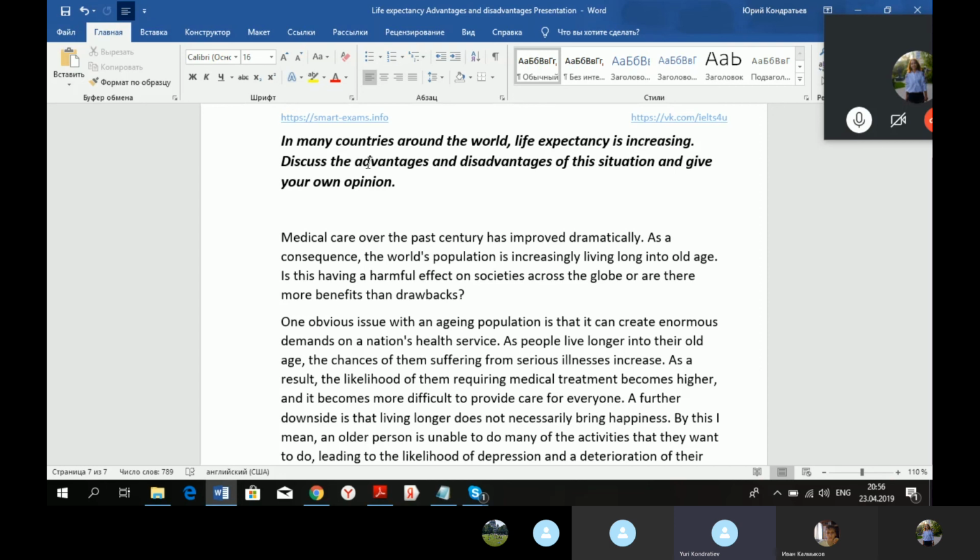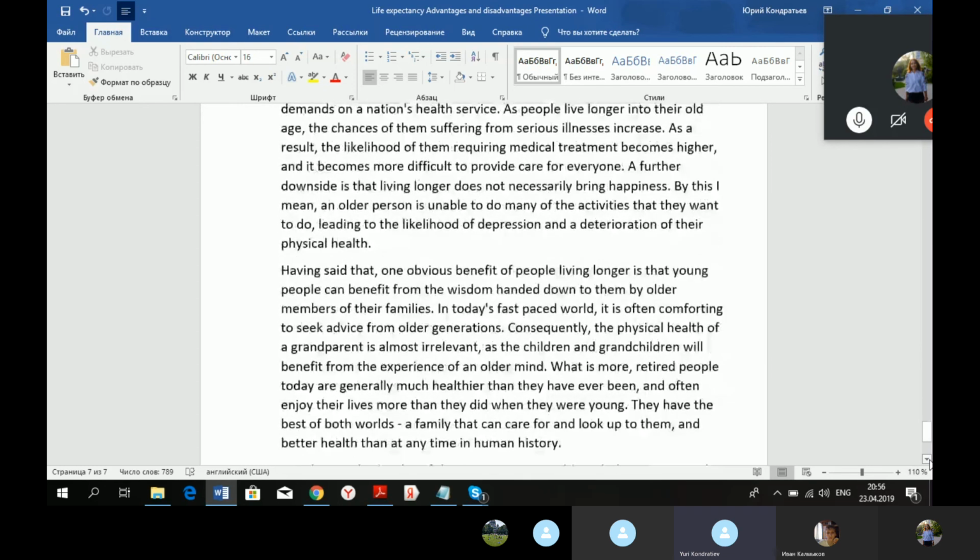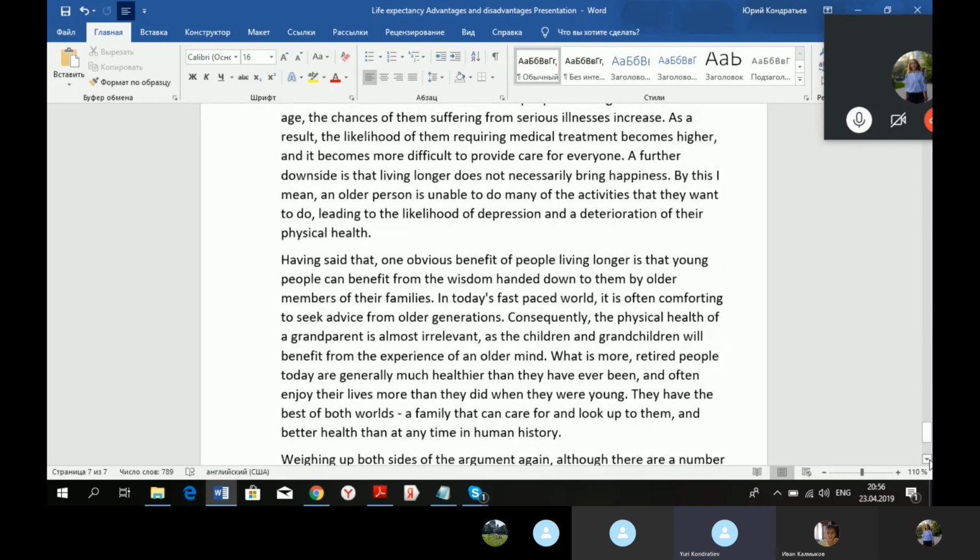One obvious issue with an aging population is that it can create enormous demands on a nation's health service. As people live longer into their old age, the chances of them suffering from serious illnesses increase. As a result, the likelihood of them requiring medical treatment becomes higher, and it becomes more difficult to provide care for everyone. A further downside is that living longer does not necessarily bring happiness. By this, I mean an older person is unable to do many of the activities that they want to do, leading to the likelihood of depression and a deterioration of their physical health.